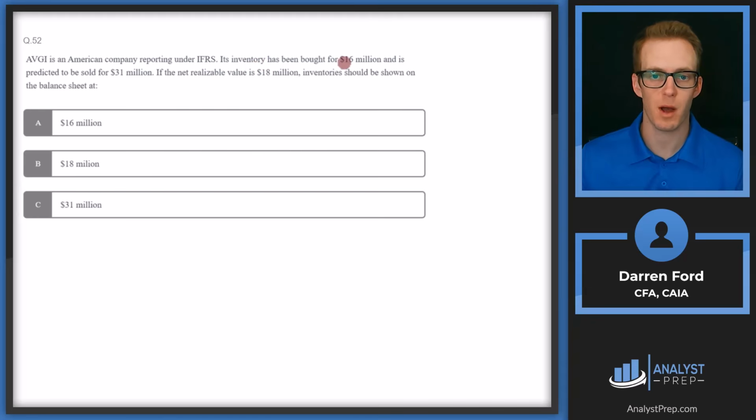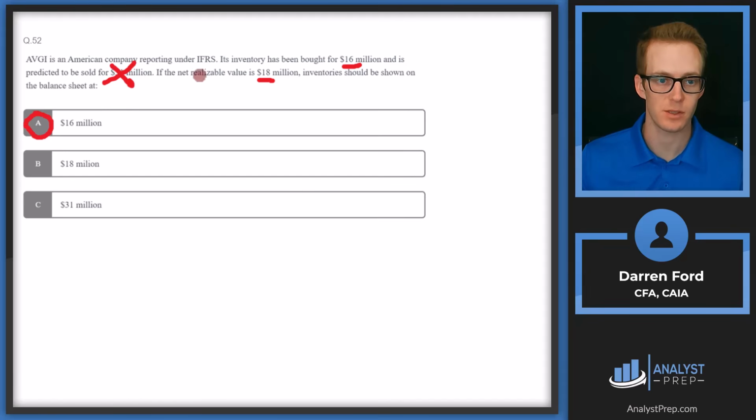AVGI is an American company reporting under IFRS. Its inventory has been bought for $16 million and is predicted to be sold for $31 million. If the net realizable value is $18 million, inventory should be shown on the balance sheet at. So under IFRS, we're going to be looking at the lower of cost, so $16 million, or net realizable value, $18 million. We pick the lower of the two, and so we're going to be going with answer A.